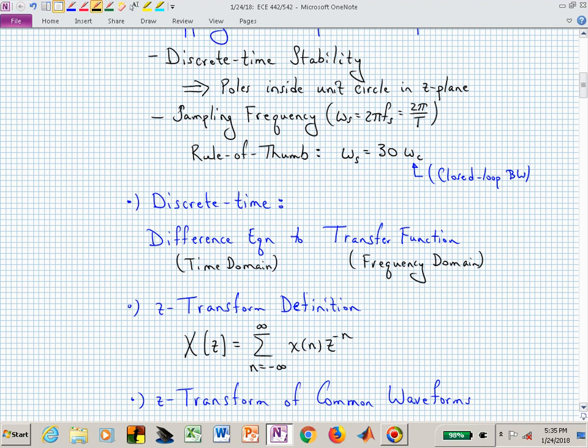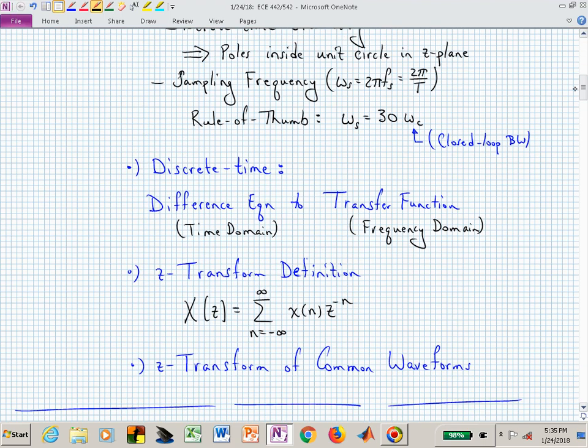Just like when you started with a differential equation, you could find the transfer function by Laplace transforming that differential equation, we will z-transform the difference equation to find the transfer function for our discrete time system. And now we'll be dealing with polynomials, ratios of polynomials in z, or z to the minus 1.